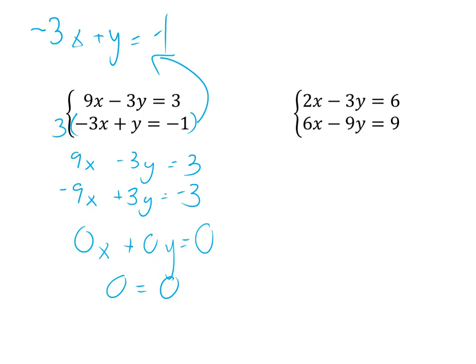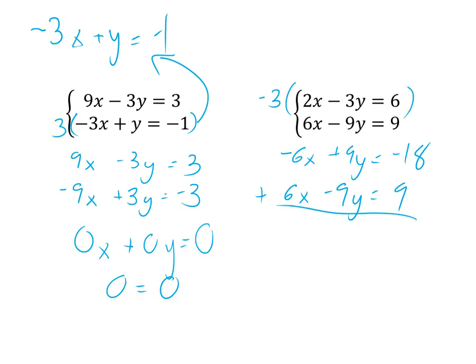Because every point on that line would work. So if you pick any x and y that agrees with one of the statements, it's going to work with the second one because these are dependent. Now let's look at the next one. I'm going to multiply the top one by -3, which will get me -6x plus 9y is equal to -18. And then we've got 6x minus 9y is equal to 9. Add up and down gets me 0x plus 0y is equal to -9.